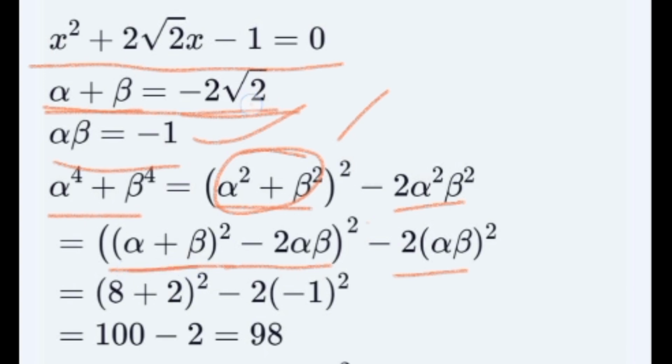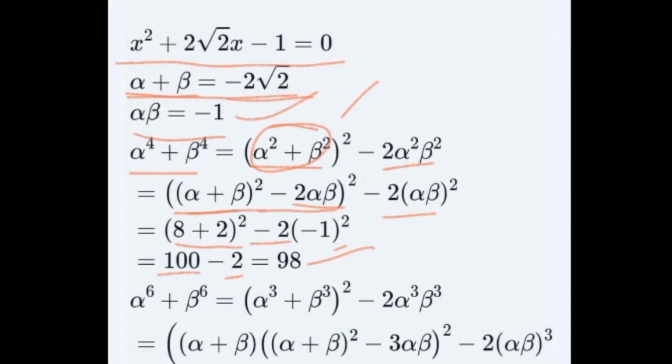What is alpha plus beta? 2 root 2 whole square means 8. So minus alpha beta means minus 1. So minus 2 into minus 1 plus 2, 8 plus 2 whole square, minus 2 into minus 1 whole square. So 8 plus 2, 10, 10 square means 100. So minus 1 square 1, 1 into 2, 2, this value is 98. This is alpha power 4 plus beta power 4.